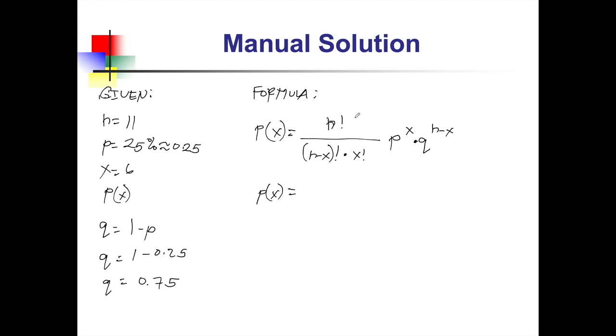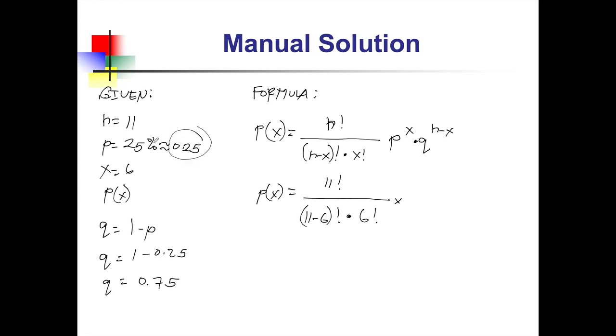Okay, so n factorial. Let's have here 11 factorial all over n minus x. We have 11 as our n. 11 minus 6 factorial multiplied to x factorial, which is 6. So 6 factorial multiplied to the p raised to x, which is 0.25.